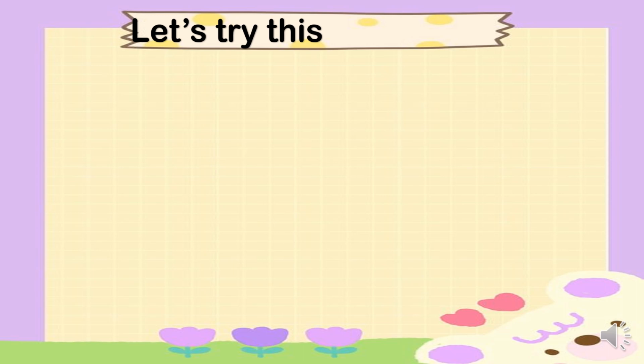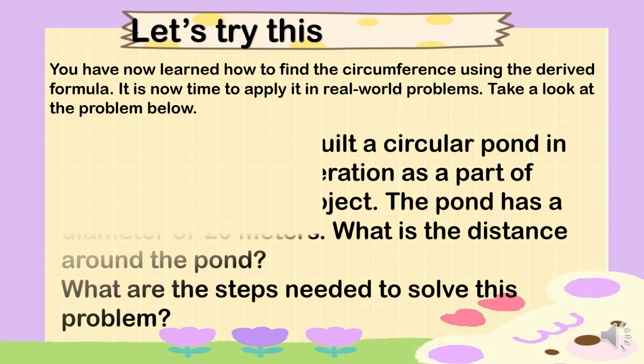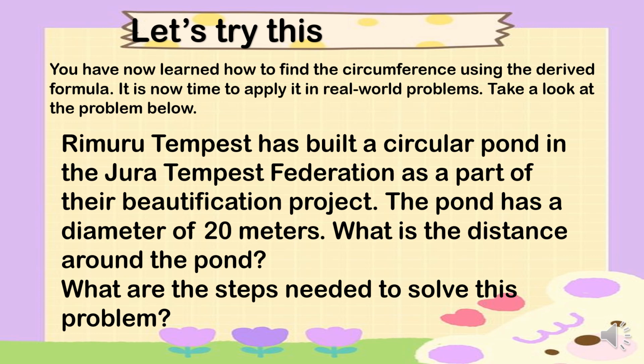So let us try this. You have now learned how to find the circumference using the derived formula. It is now time to apply it in real-world problems. So take a look at the problem below. Rimuru Tempest has built a circular pond in the Jura Tempest Federation as a part of their beautification project. The pond has a diameter of 20 meters. Now, what is the distance around the pond? And what are the steps needed to solve this problem?